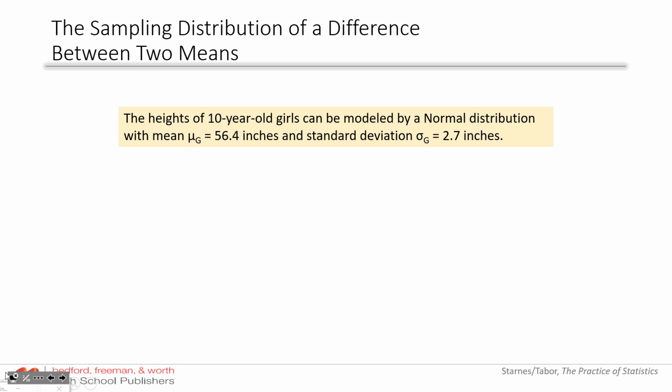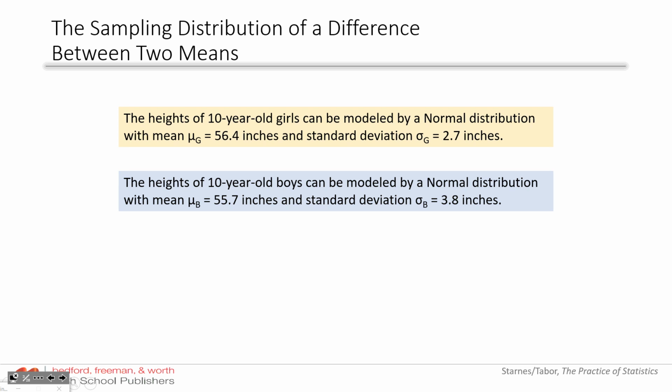So let's say that the heights of 10-year-old girls can be modeled by a normal distribution with mean mu sub g equals 56.4 inches, standard deviation sigma sub g equals 2.7 inches. So in other words, the individual heights of these 10-year-old girls look like this and have a mean of 56.4 inches. And if I were to draw and label this curve, I could add and subtract 2.7 inches to come up with the number of standard deviations. So that's the population of individuals.